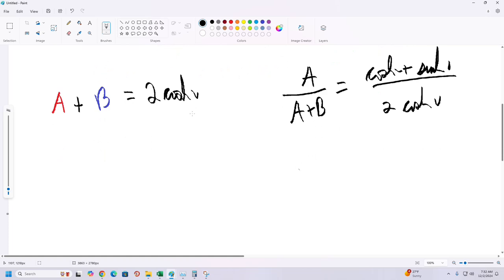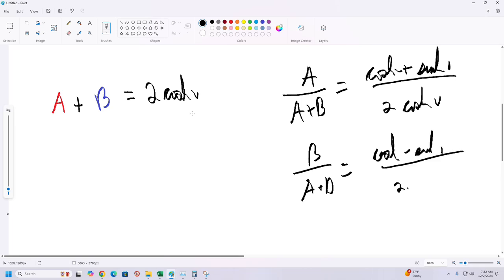B over A plus B is cosh V minus sinh V over 2 cosh V. So guess what happens when you add them together? You get A plus B over A plus B. Well, cosh plus sinh minus sinh gives you 2 cosh. So you get 2 cosh over 2 cosh. So you get 1. That's why percentages add up to 100%.